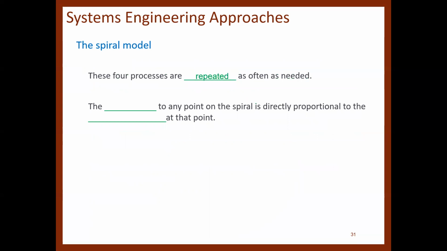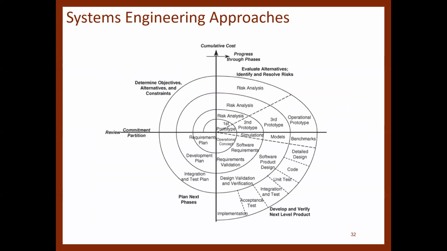These 4 processes are repeated as often as needed. The radial distance to any point on the spiral is directly proportional to the development cost at that point. So another representation of a spiral model is presented next.